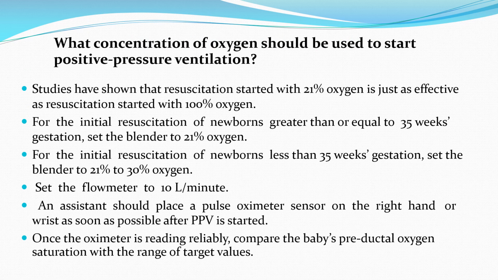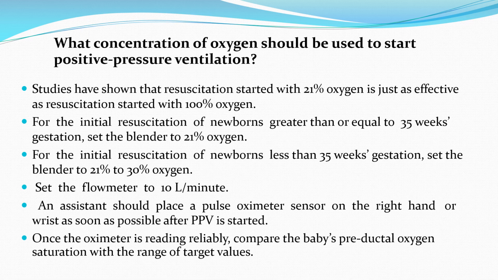What concentration of oxygen should be used to start positive pressure ventilation? Studies have shown that resuscitation started with 21% oxygen is just as effective as resuscitation started with 100% oxygen. For the initial resuscitation of newborns greater than or equal to 35 weeks gestation, set the blender to 21%. So, for a newborn baby more than 35 weeks, you start with 21%. For initial resuscitation of newborns less than 35 weeks gestation, you set the blender between 21 to 30%, and set the flow meter to 10 liters per minute.